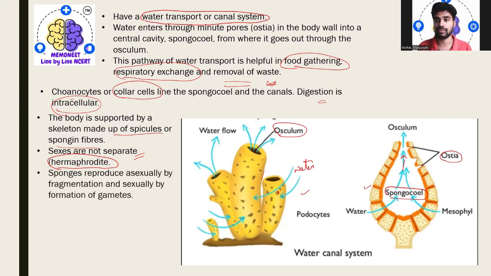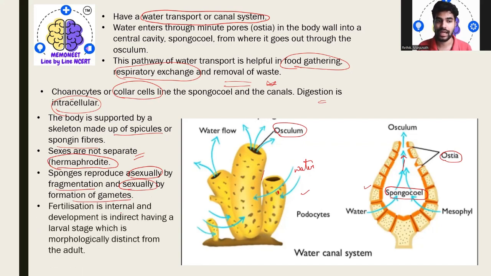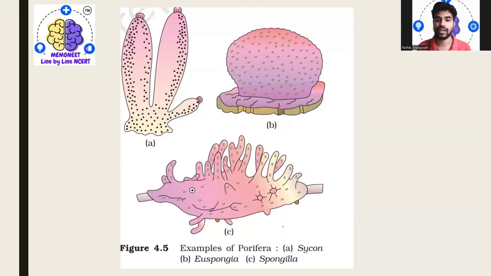Then the sponges, they normally reproduce in two ways. One is the asexual method by fragmentation, and the sexual method by gamete formation. Fertilization is actually internal and development is indirect, that is, through the larval stage. Morphologically, the larval stage is distinct from the adult one. So this was all about the phylum Porifera. Examples are Scypha, Euspongia and Spongilla.